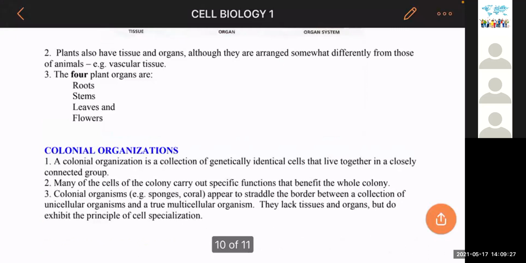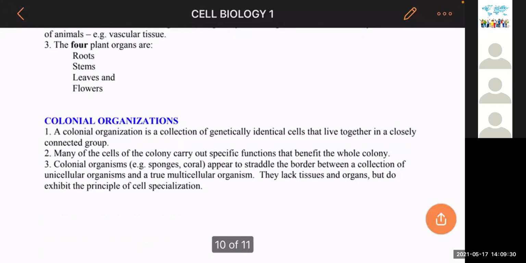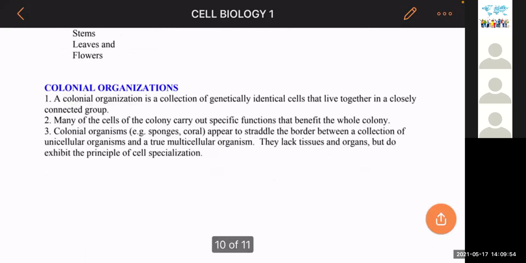So here, colonial organization. A colonial organization is a collection of genetically identical cells that live together in a closely connected group. Many of the cells of the colony carry out specific functions that benefit the whole colony. Colonial organisms, e.g. sponges, coral, appear to straddle the border between a collection of unicellular organisms and a true multicellular organism. They lack tissues and organs, but do exhibit the principle of cell specialization.